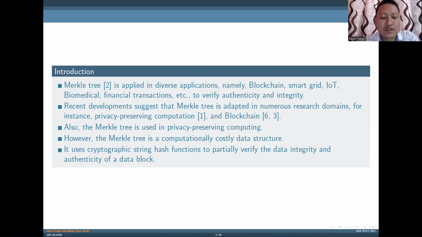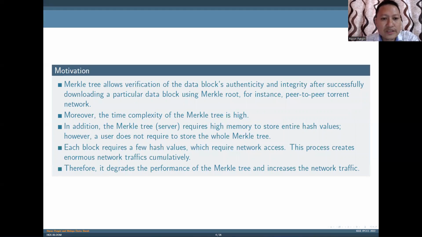However, the Merkle tree is a computationally costly data structure. It uses secure hash function to partially verify the data integrity and authenticity. Merkle tree allows verification of data block authenticity and integrity after successfully downloading a particular data block using Merkle root, for instance, peer-to-peer torrent network.